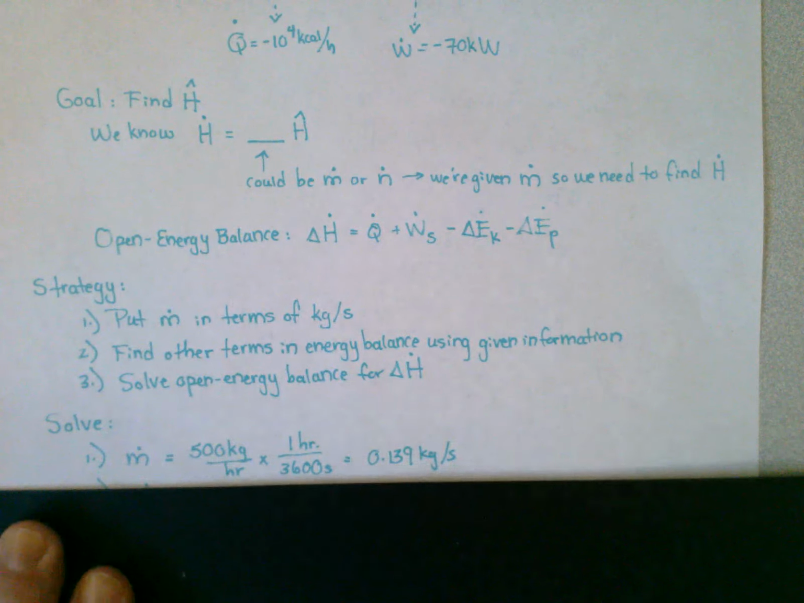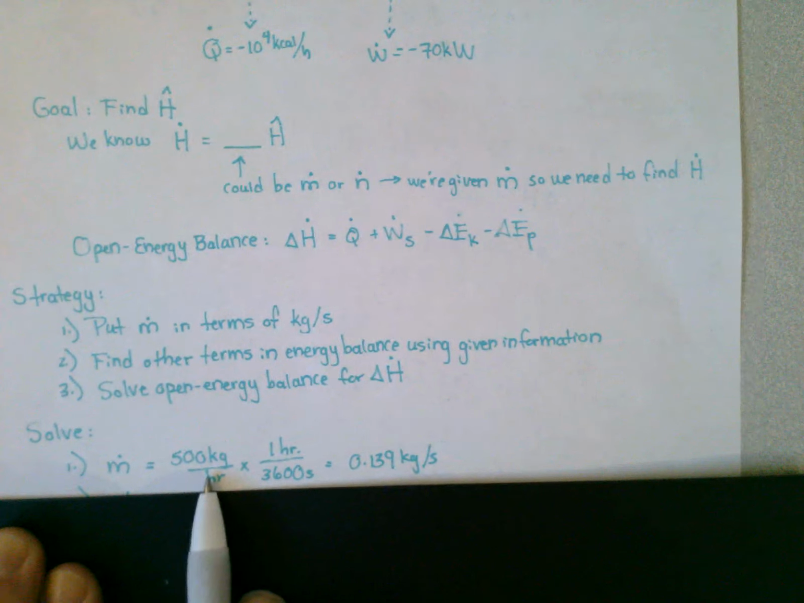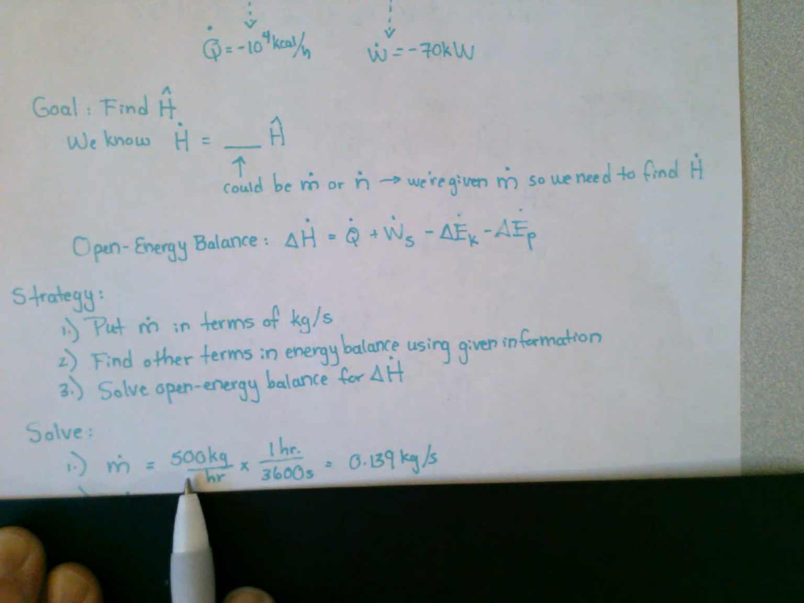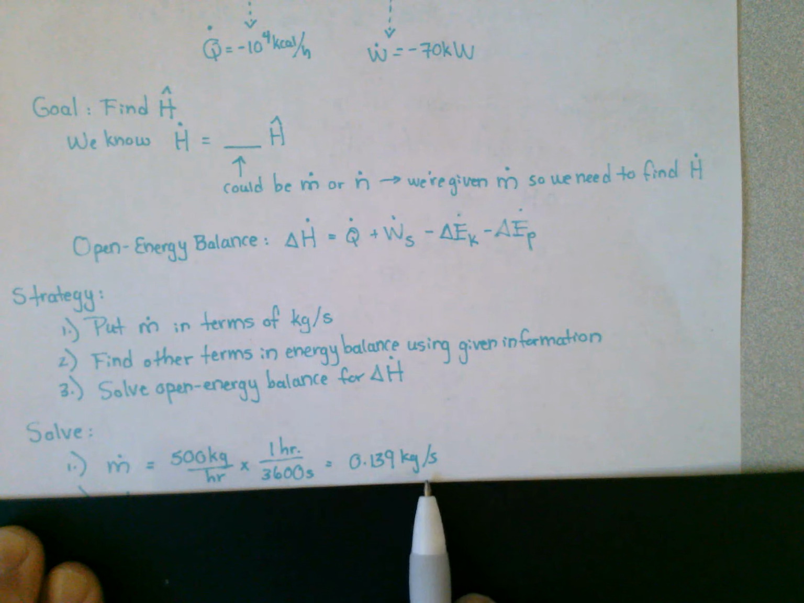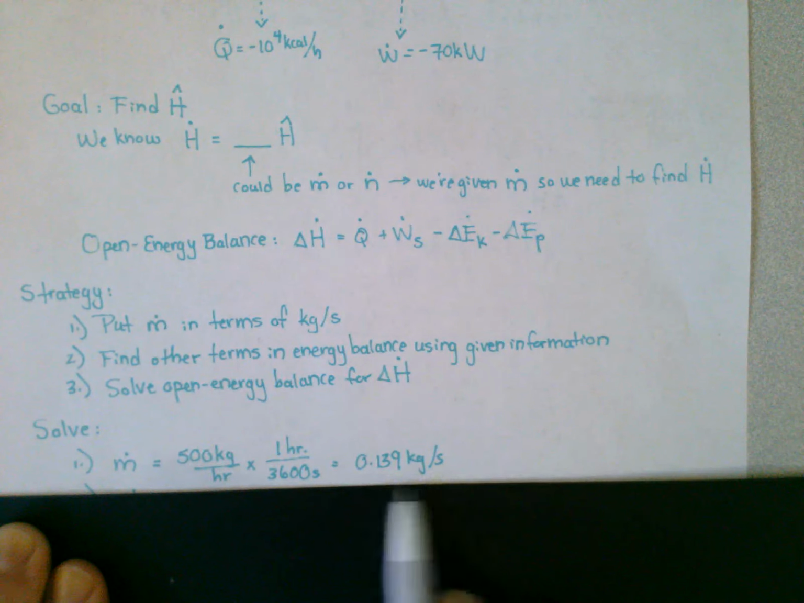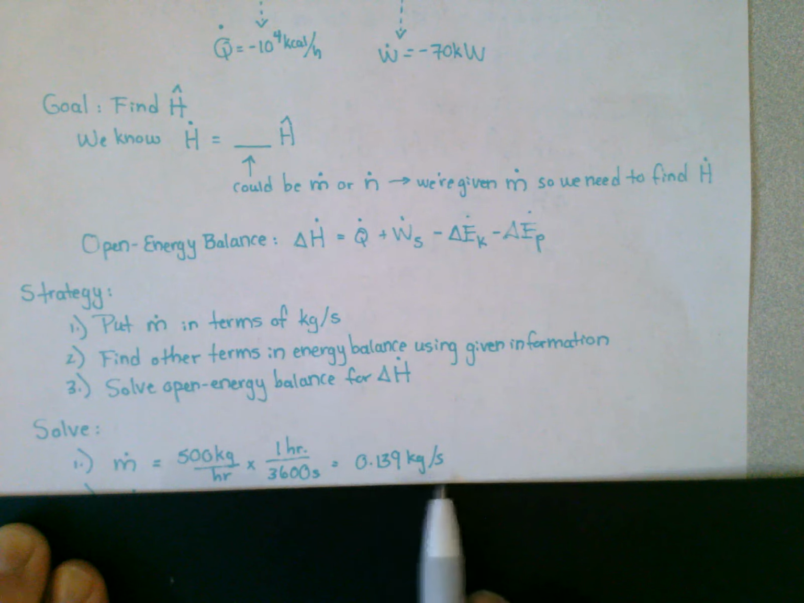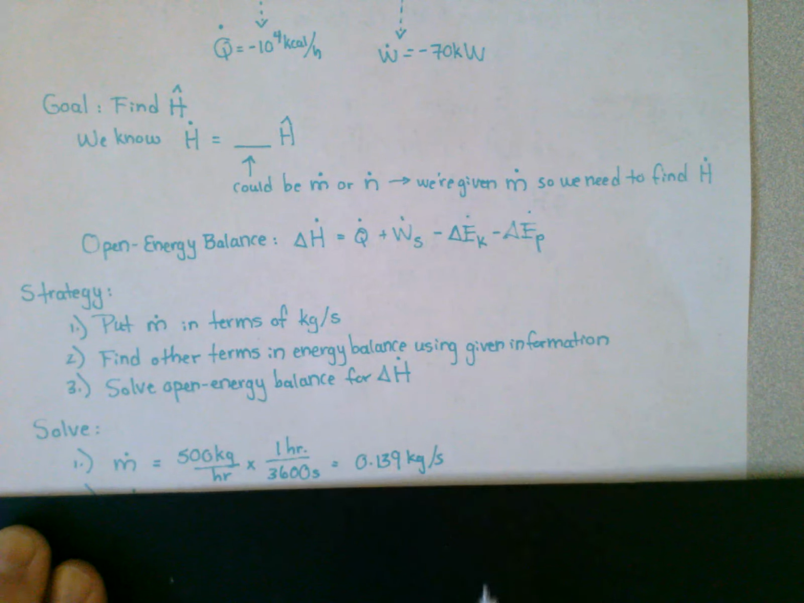So first thing that we want to do is change that mass flow from kilograms per hour to kilograms per second. So all we're going to do is a unit conversion right there to get 0.139 kilograms per second. This is one of the easiest mistakes to make on a final exam, not watching your units. So double check. At this point in the semester and in your engineering career, hopefully units are not a big deal, but you want to be able to check those really, really fast.